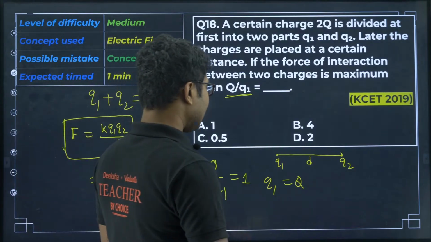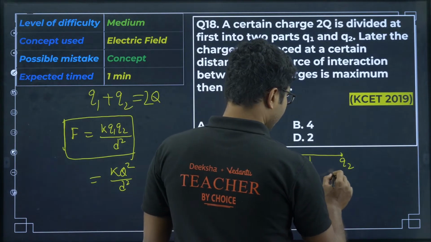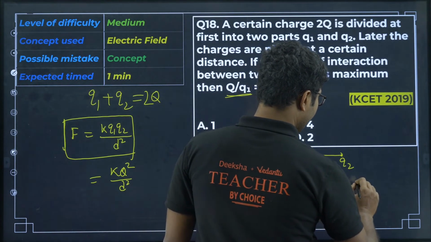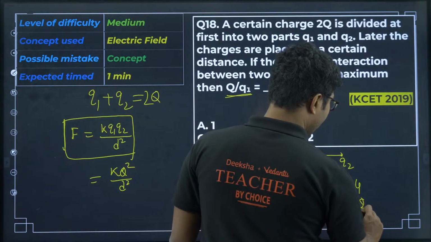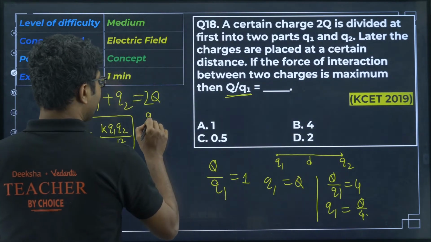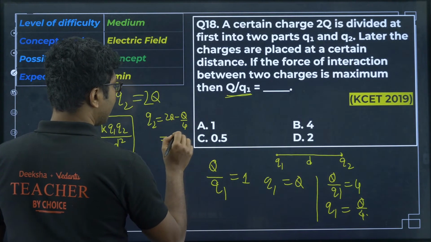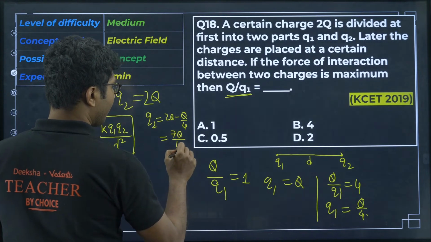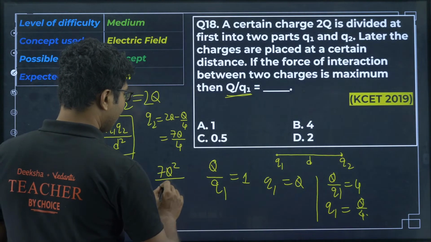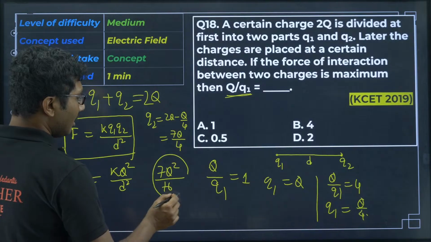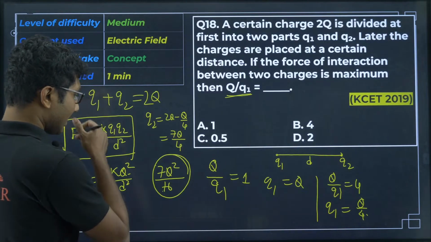Okay. Now, let us see the second case. Second case, it is saying that B is equal to 4. So, Q by small q equals 4. In that case small q will be equal to Q by 4. So Q2 will be equal to 2Q minus Q by 4, that will be 7Q by 4. Now, what is the multiplication? If you do the multiplication, you will get 7Q square divided by 16, which is definitely not as big as Q square. So you are getting a lesser fraction compared to this.